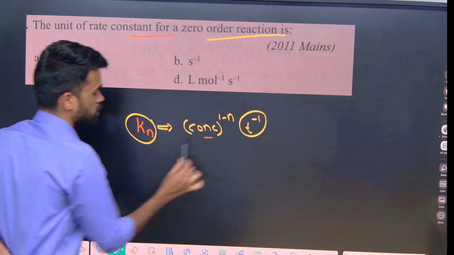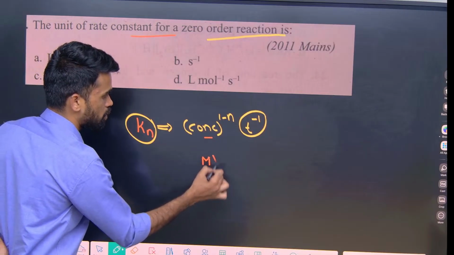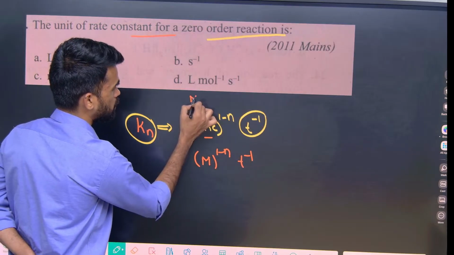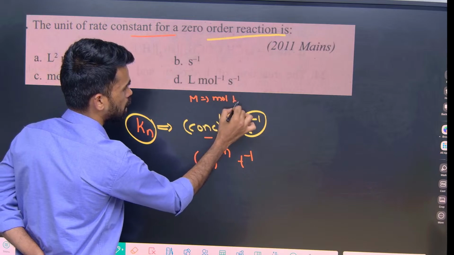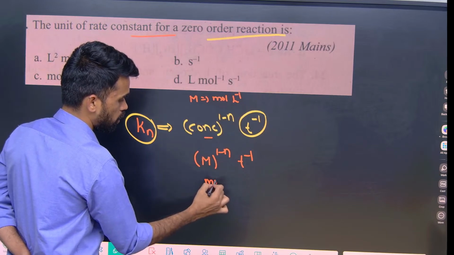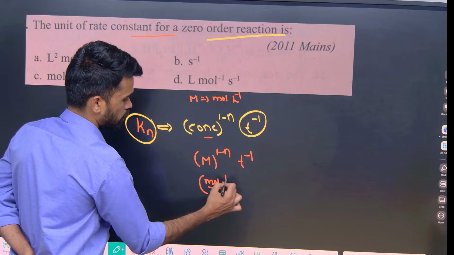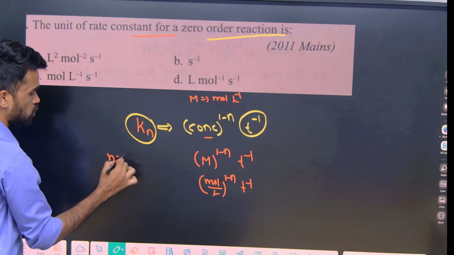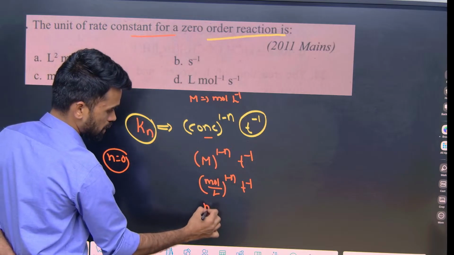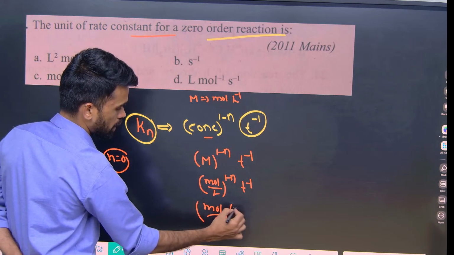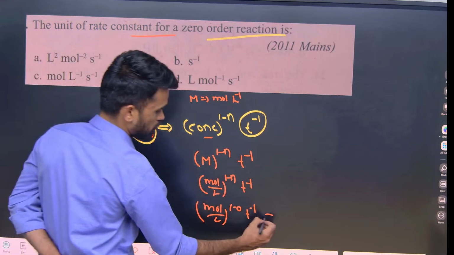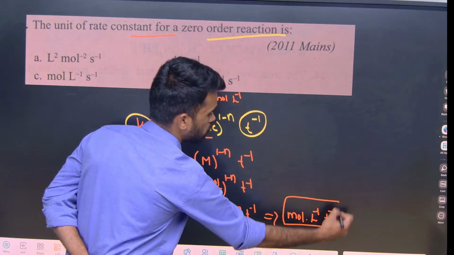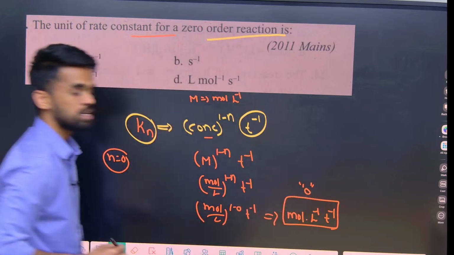What do we mean by concentration? Generally concentration is expressed in terms of molarity, which means mole per liter. So you can write here mole per liter to the power 1 minus n, time inverse. Since they are asking for zero order, n is 0. So it is mole per liter to the power 1 minus 0, into time inverse. This simply becomes mole liter inverse time inverse. These are the units for a zero order reaction.